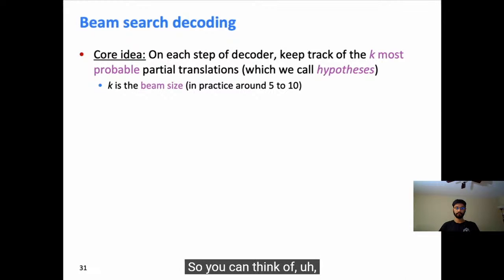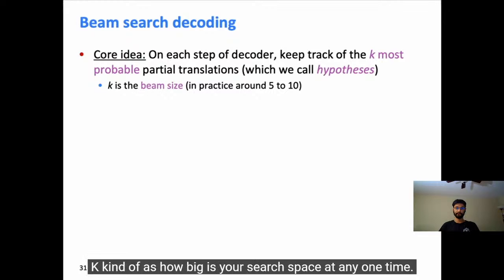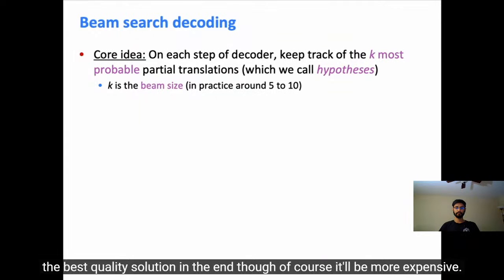So you can think of k as how big your search space is at any one time. If you increase k, then you're going to be considering more different options on each step, and you might hope that this will mean that you get a better quality solution in the end, though of course it will be more expensive.